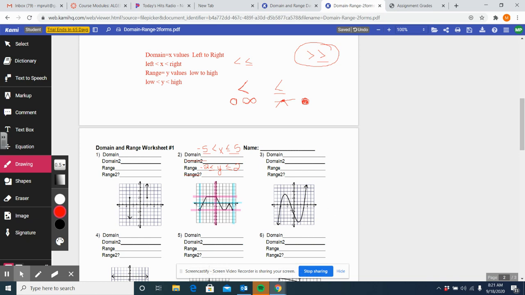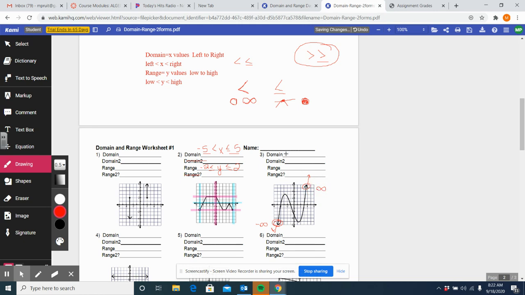Let's do number 3. What you need to notice is this is an arrow and this is an arrow. So this is never going to stop expanding. It's going to go on and on. When I'm talking about domain, do I have a farthest left point? No, you don't, because this arrow means it's going to keep expanding, and this arrow means it's going to keep expanding to infinity. So this is negative infinity to positive infinity. It's never going to stop expanding.